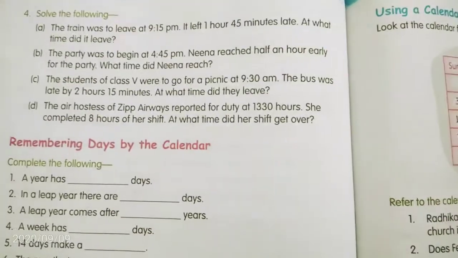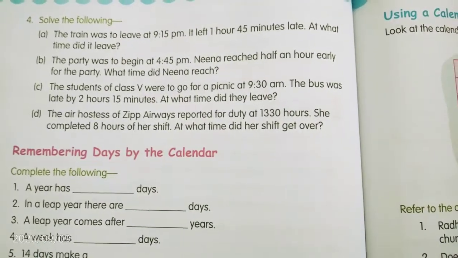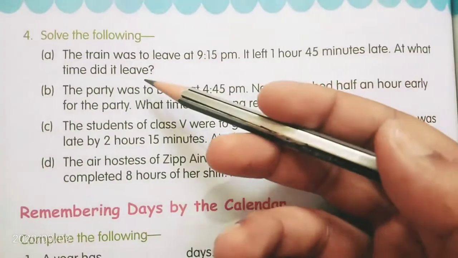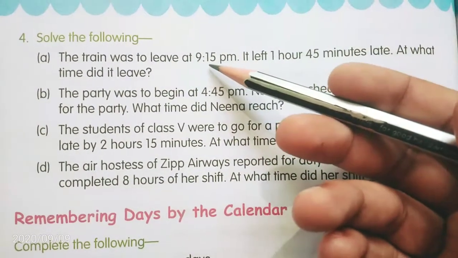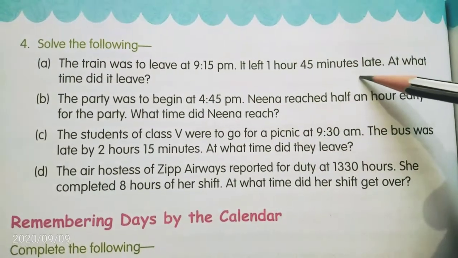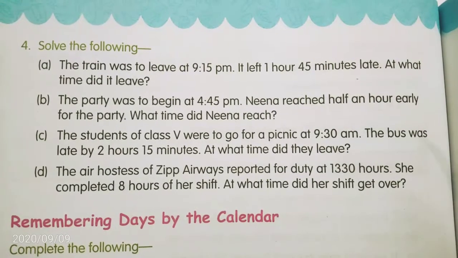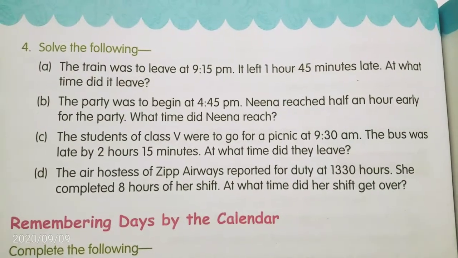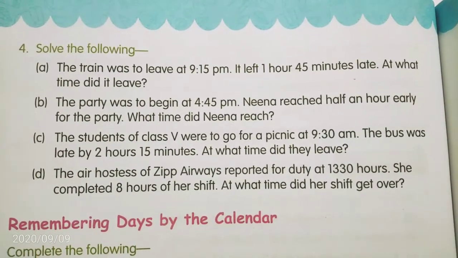So here you can see in the next page, it says solve the following, and all the word problems are given. So in this word problem, the train was to leave at 9:15 p.m. So the timing of the train is 9:15. It left 1 hour 45 minutes late. Okay, after 1 hour 45 minutes, the train left. Then what was the time? So you have to see at what time the train left.